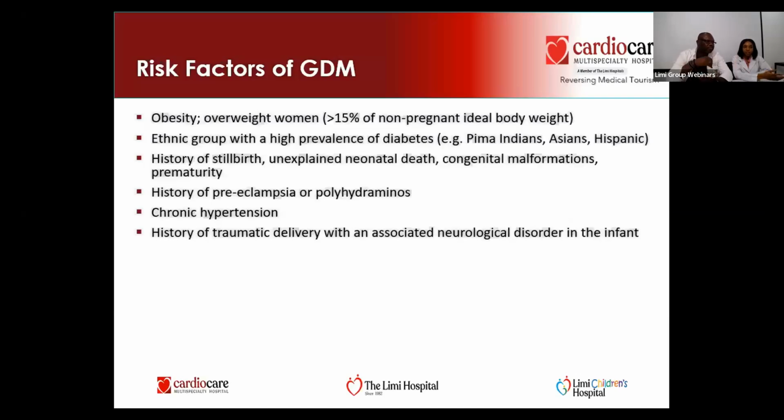There's obesity, women that are overweight, greater than 15% of non-pregnant ideal body weight. There's the ethnic group with a high prevalence of diabetes. You can see it in Asians, Hispanics. There's also history of stillbirth, unexplained neonatal death, congenital malformations, prematurity, history of preeclampsia or polyhydramnios, chronic hypertension, history of traumatic delivery with an associated neurologic disorder in the infant.